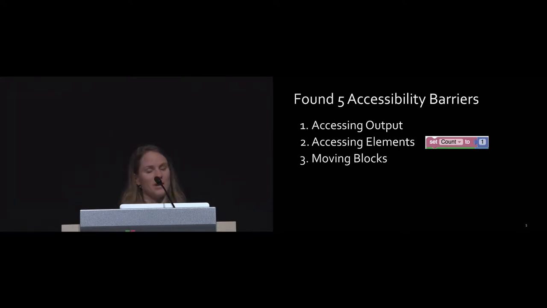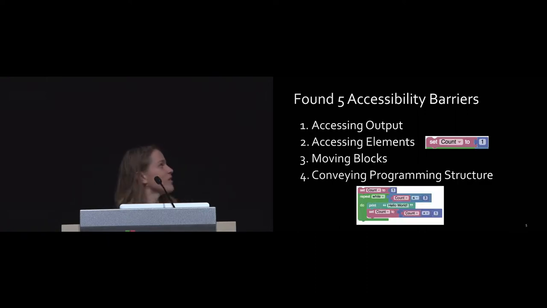The third main barrier was in actually moving the blocks. So in order to create the program, in the majority of these environments, you had to use drag and drop. And you can't really use drag and drop if you have a screen reader, because even if you're able to perform the gesture, you can't tell where you are placing an item. It's very visual. And then there are 2 more, slightly more subtle barriers.